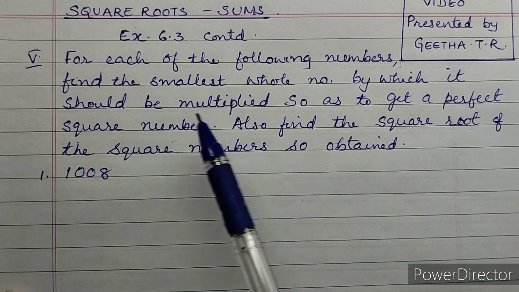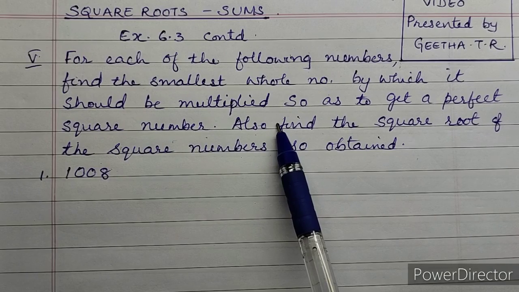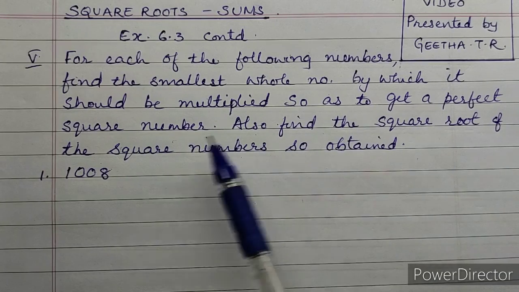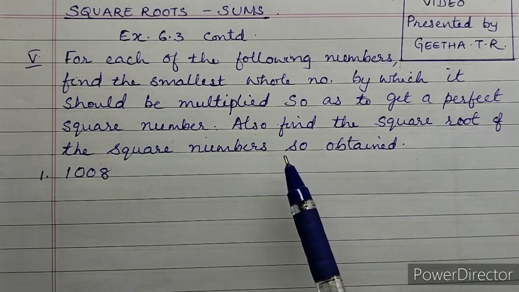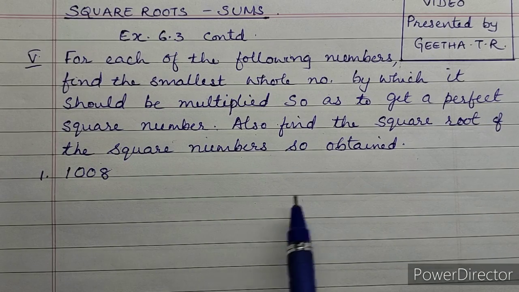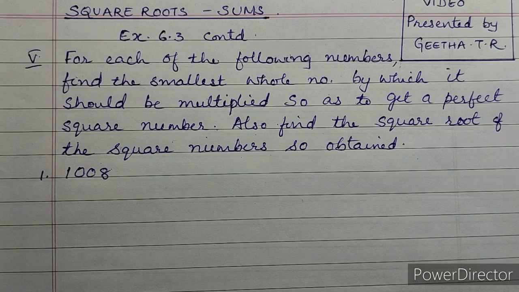So, you have to find the smallest whole number by which the number should be multiplied so as to get a perfect square number. The given number is not a perfect square number, so we will see that by using the prime factorization method. In the prime factorization method, if pairs of numbers are coming, it means it is a perfect square number.